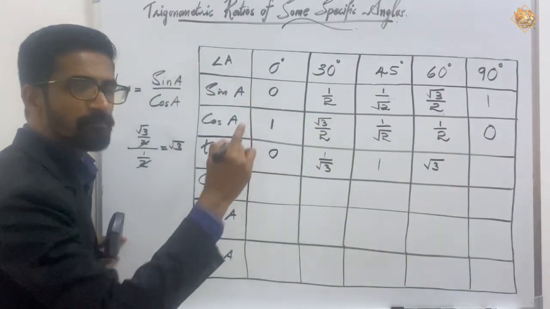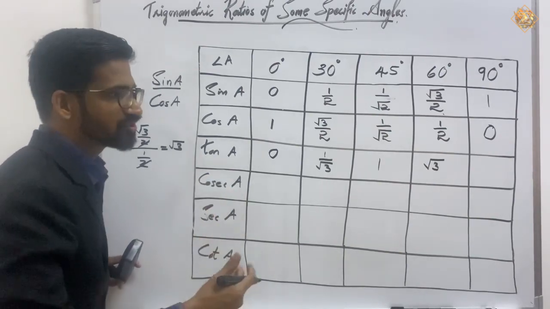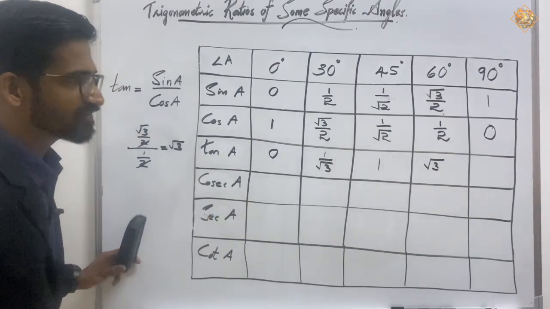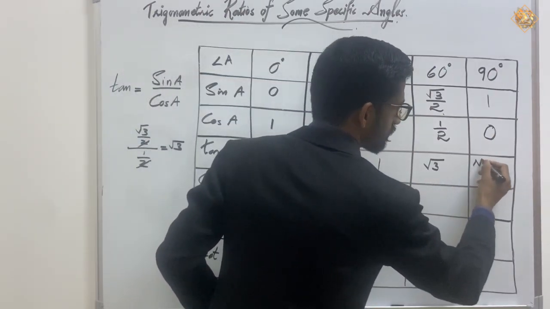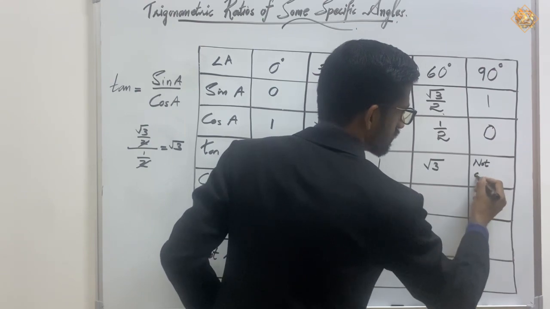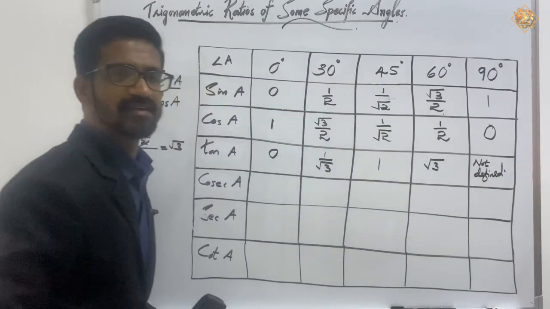Now we have 1 by 0. 1 divided by 0, that is not possible, we cannot divide any number by 0. So we can write it as not defined. Hope it is clear.